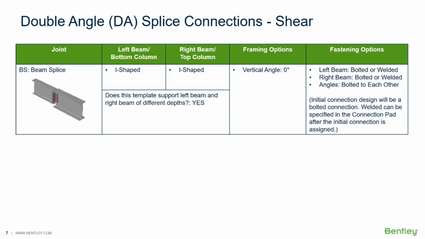RAM Connection Standalone is used for the design and detailing of steel connections. It can design individual shear, moment, brace, splice, and truss connection types to a variety of different steel design codes. In this particular video, we're going to be focusing on the workflow for assigning a double angle splice connection to a beam splice joint within RAM Connection. This type of joint is capable of resisting shear reactions.